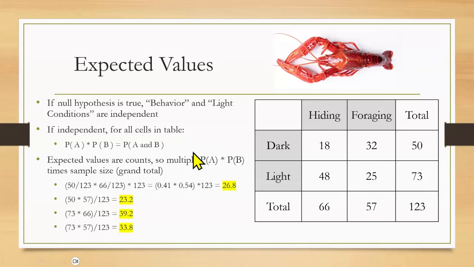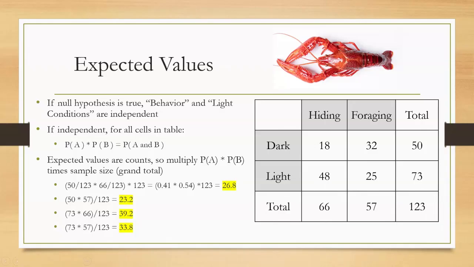All right, so under the null hypothesis, if behavior and light conditions are independent, then our observed data is going to be the number of individuals we did find in each of our four conditions. If they are independent, then those numbers should equal the ones we'd expect based on multiplying their probabilities together. So if they're independent, our expected values can be calculated by doing probability A times probability B for each of the cells in our table.